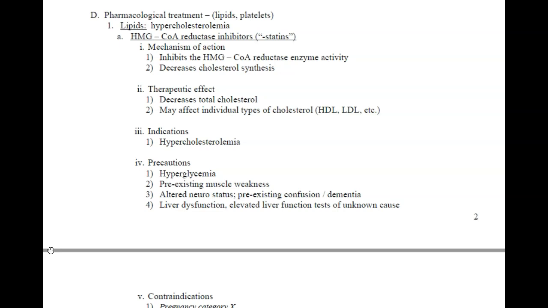Take precautions with a patient with hyperglycemia, or if they have pre-existing muscle weakness. We also need to take precaution with altered neurostatus, pre-existing confusion or dementia. And then lastly, if somebody's liver function is slightly elevated for an unknown cause. So those are the things that we need to keep an eye on.